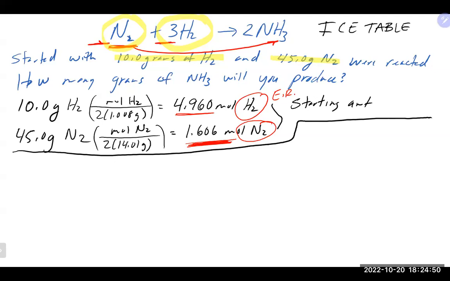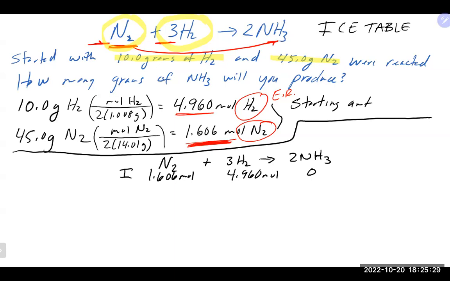So to do an ice table, like I said, you do pretty much the exact same two steps. You're going to take your balanced equation. You're going to convert everybody into moles, and that's going to be what goes on your initial line in the table. So initially, we had for N2, 1.606 moles. For H2, we had 4.96 moles. And we had 0 here for NH3. Any questions on that part so far?